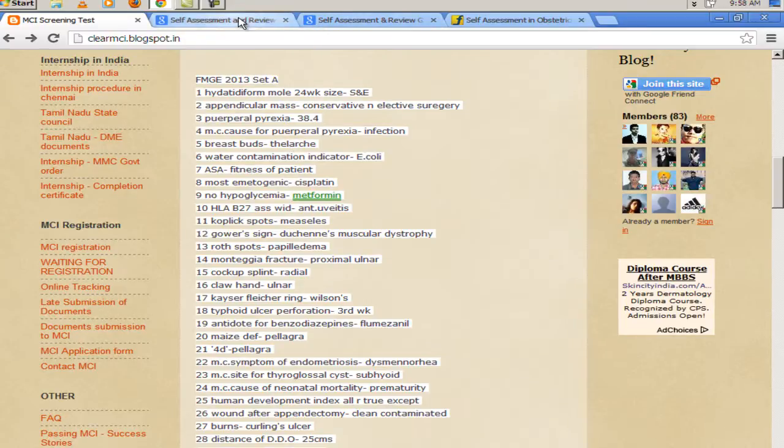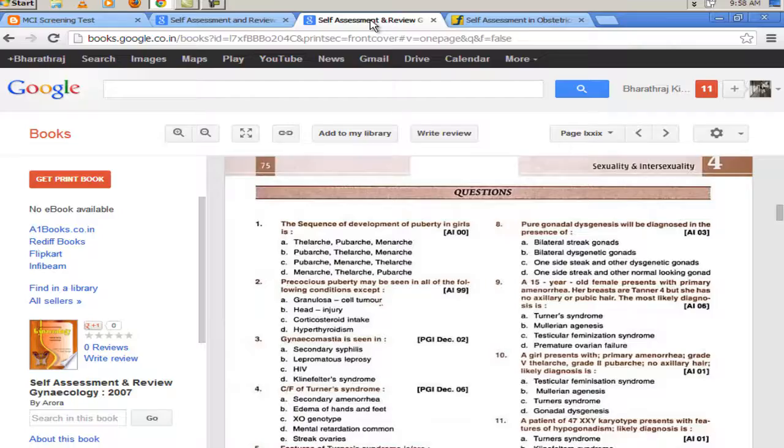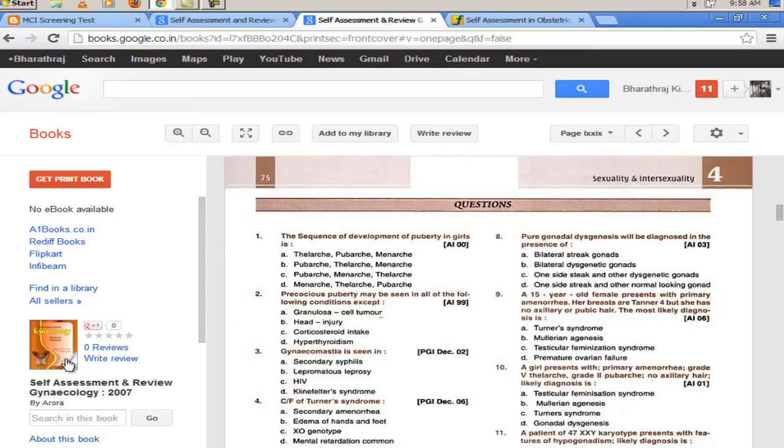Now the question could have been, what is development of breast buds known as, but I don't think they're going to give you such easy questions. The most common question that has been asked previously about this is the order in which the puberty develops in a female, the stages in which the puberty develops in a female. This you can find in Google, go to Google Books, search for Self-Assessment Review Gynecology by Sakshi Arora Ma'am, come to page number 75 of chapter 4, Sexuality and Intersexuality, and you can see the first question in All India 2000, or you can have a look at the All India 2000 paper itself written by Dr.